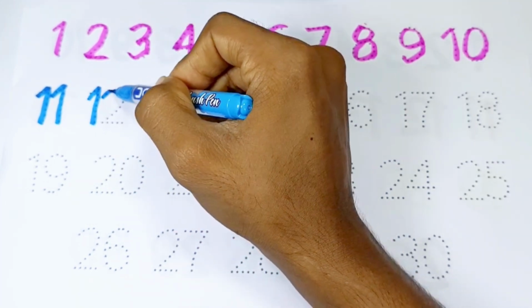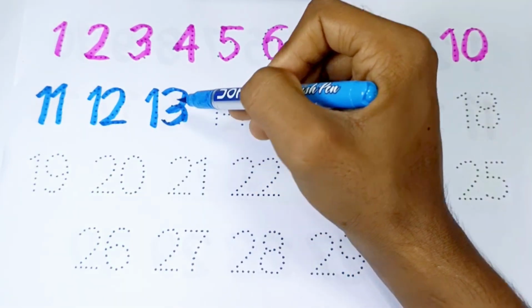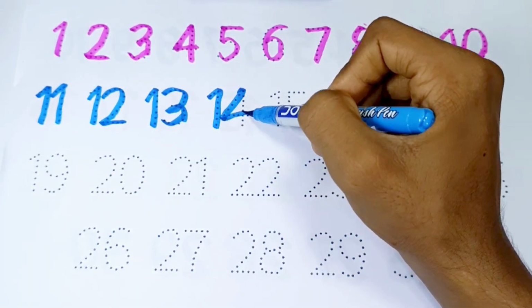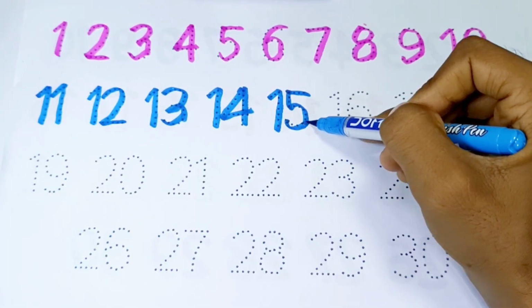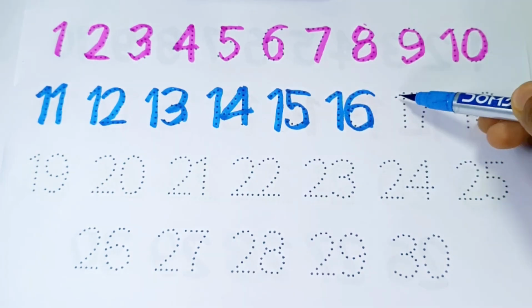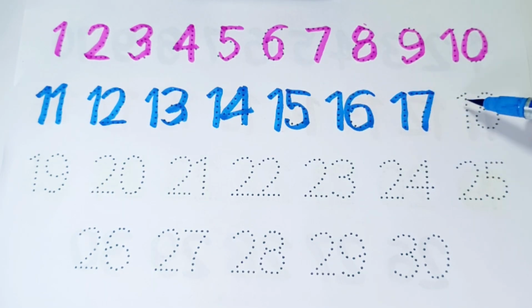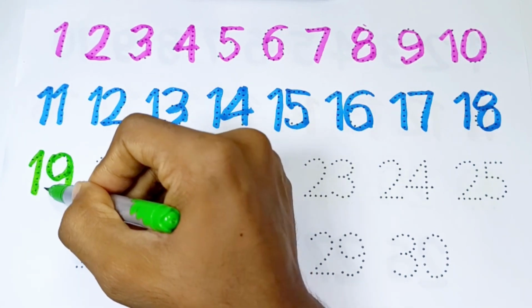11, 12, 13, 14, 15, 16, 17, 18. Kids, now you draw 19. And here is light green color. 19.